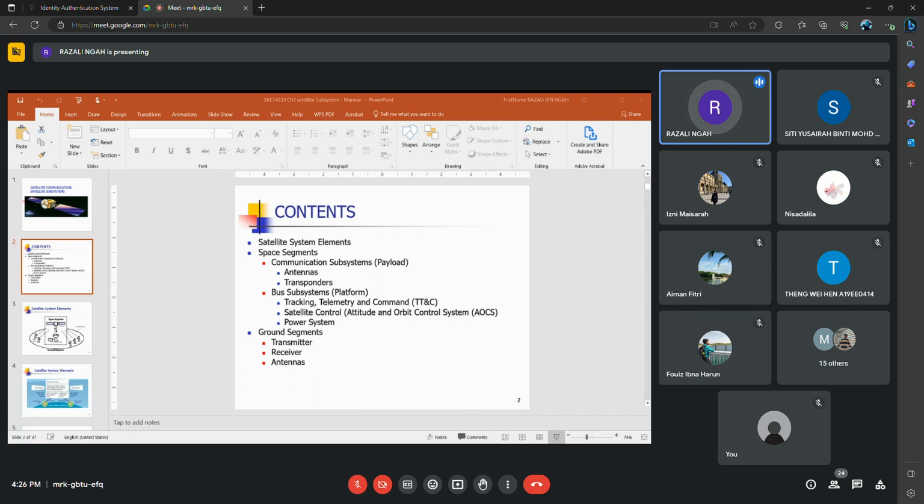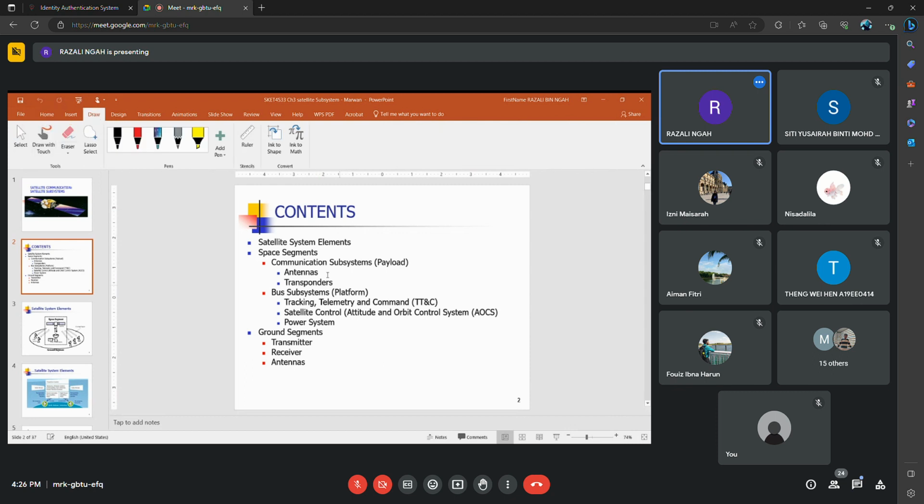Can you see my pointer? Oh, can you see my pointer? Doctor, is it moving now? Can't see it. Can't see it? No. Back to this mode. So I will just use a mouse.